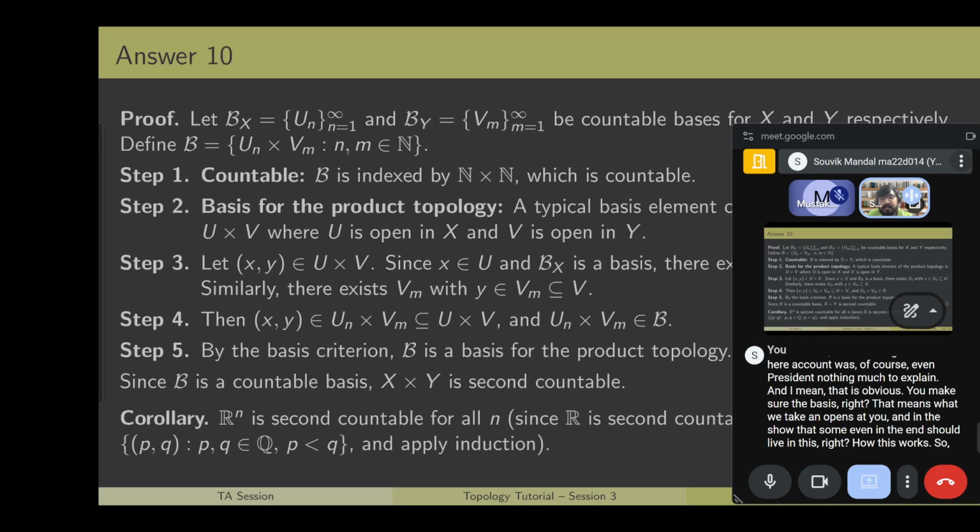The point is that if you take a product open set U and V, and a point (x, y) in it, then x belongs to Un and y belongs to Vm. So (x, y) belongs to Un cross Vm, and Un cross Vm belongs to B. Since B is a countable base, X cross Y is second countable, and R^n is second countable, so this does the job. Okay, that's all.